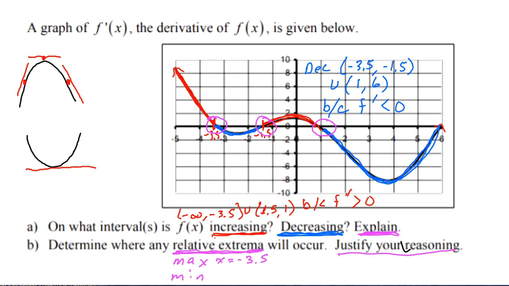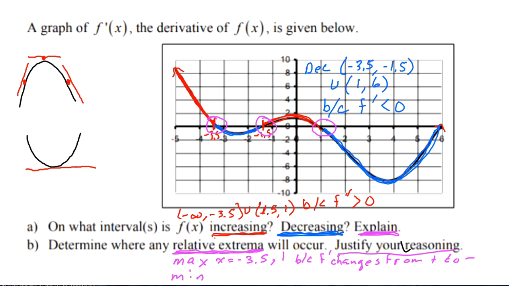We also will have a maximum at x equals 1 right here for the same reason, which is because f prime changes from positive to negative. And that's what happens with our maximums. Our derivative changes from positive values to negative values. Slopes are positive to the left, negative to the right.